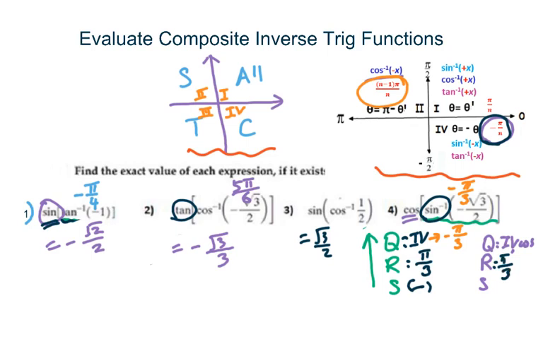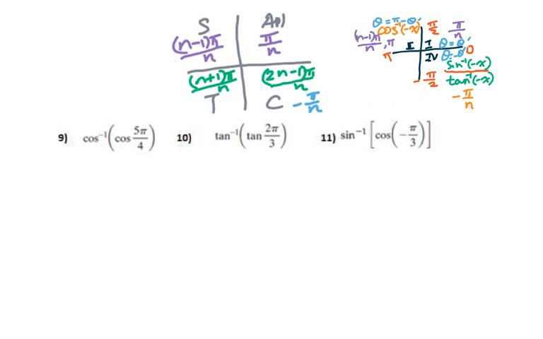So for fourth quadrant cosine, all students take calculus, we know that's positive. Cosine pi over 3 means 1 over 2. So final answer will be 1 over 2. Now let's go to number 9. For number 9, we do the trig function first, then do the inverse.